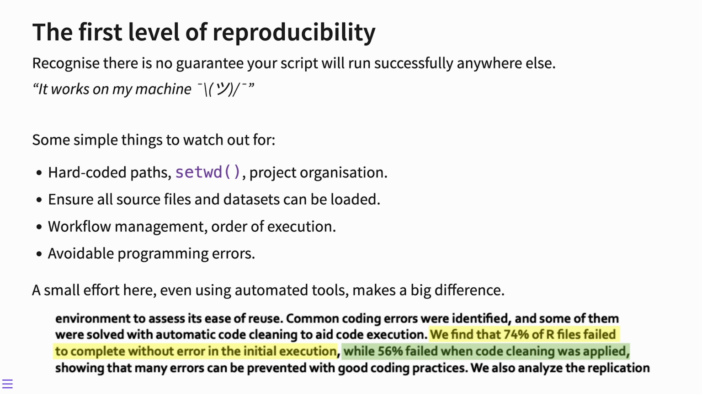And even this small effort makes a big difference. In the study I talked about earlier, they found that when they applied these very simple checks to the R code, it went from 74% failing to just 56% failing. And that is a big jump for stuff that we should all be doing anyway.